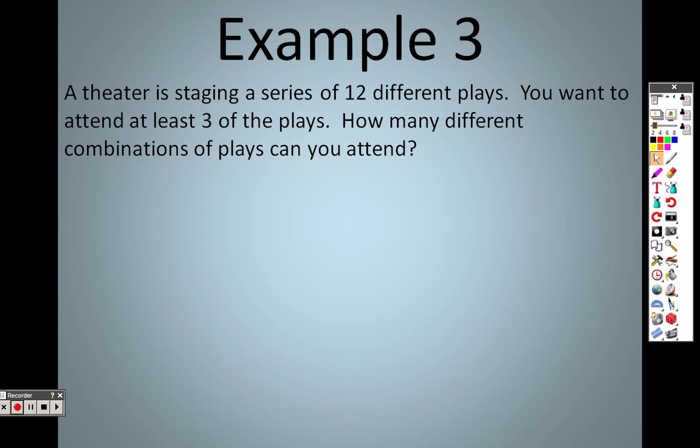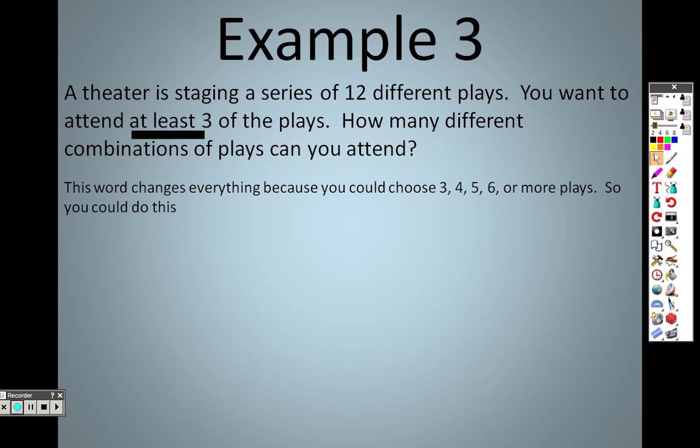Example 3 here. A theater is staging a series of 12 different plays. You want to attend at least 3 plays. How many different combinations can you attend? Well, what I need you to keep in mind here is at least 3. At least 3 plays means you can go to 4 plays, 5 plays, 6 plays, 7 plays, 8 plays, 9, 10, 11, or all 12 plays.